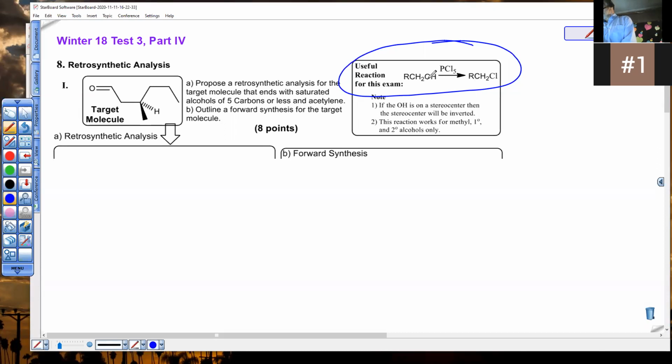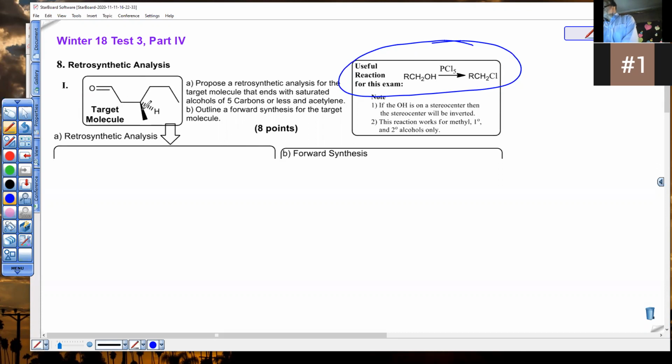An OH is a terrible leaving group. It cannot be used for synthesis to attach anything to this carbon. We need to be able to attach something to the carbon that has an alcohol. So we must convert it to an alkyl chloride in this case. Alkyl halide of some variety, probably on your test.